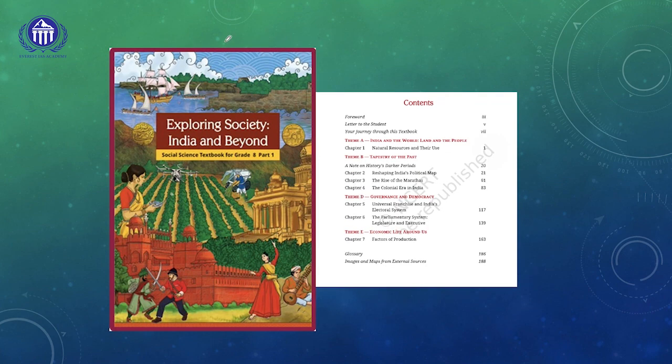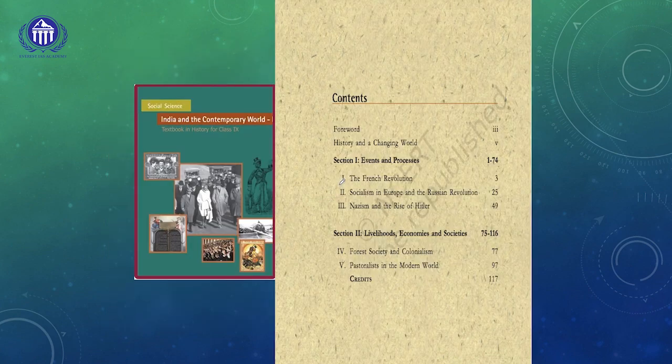Then coming to the 8th standard NCERT, Exploring Society, India and Beyond. Here in theme B, chapter number 2, 3 and 4 can be covered for the history segment. Now coming to the 9th standard NCERT, that is India and the Contemporary World. In this particular NCERT, you don't need to read the complete book. You need to selectively read chapter number 4 and 5 on livelihood, economics and society. Only this alone is relevant for the preliminary examination.